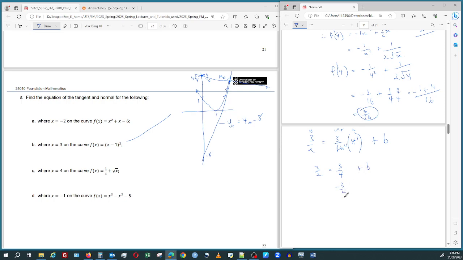Subtract 3/4, subtract 3/4. If you can't do fractions, you're in a bit of trouble. So double up. So 6 minus 3 all over 4 is b, which is also equal to 3/4. So yt is equal to 3/16 x plus 3 on 4. Would make that bigger, but that's it.